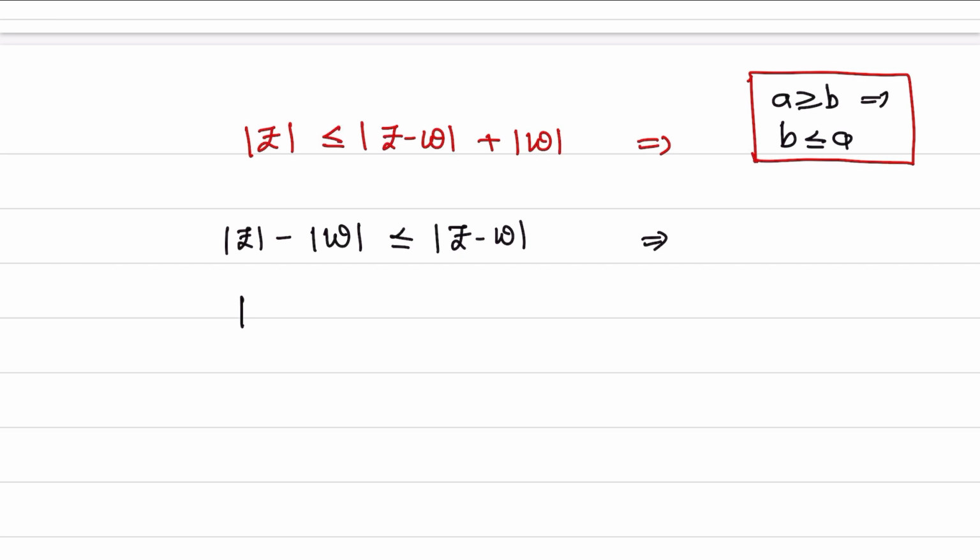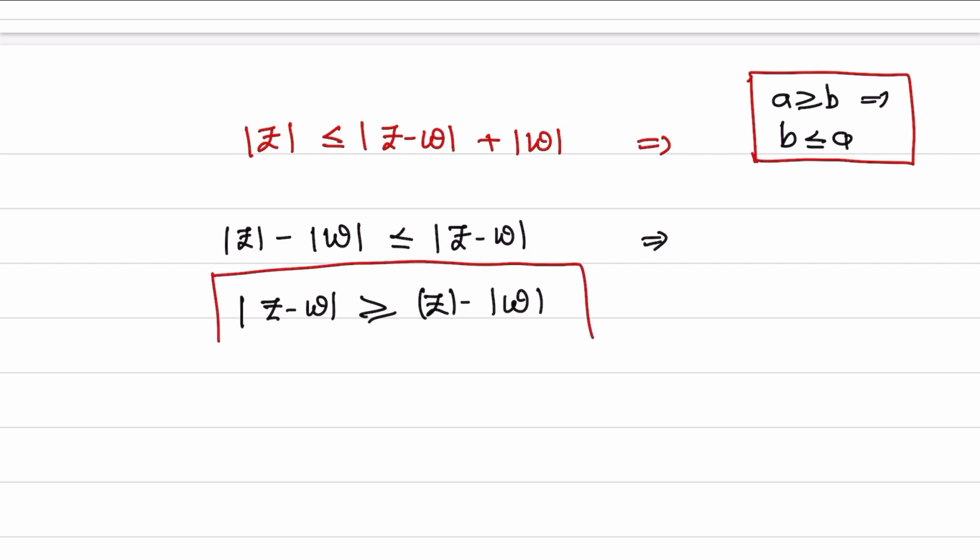Then by changing the sides, we'll change the color of the pen. Modulus of z minus w is greater than or equal to modulus of z minus modulus of w. This is what we are supposed to prove. This whole will have an absolute value with it.